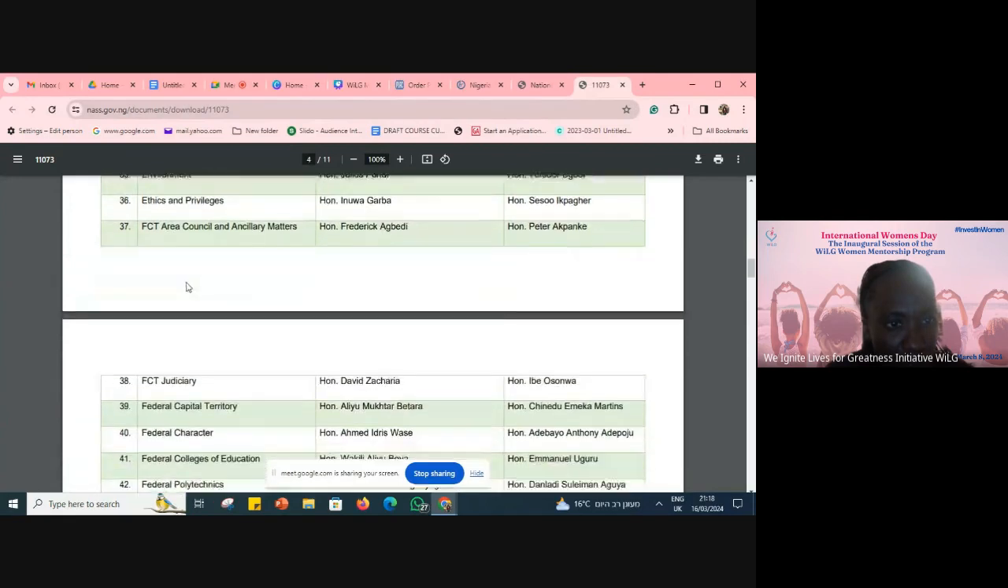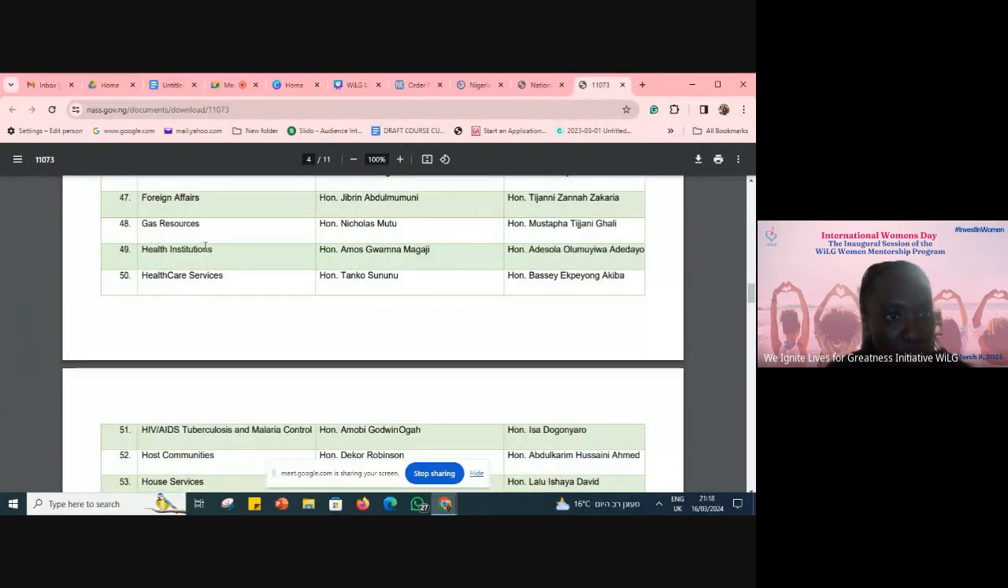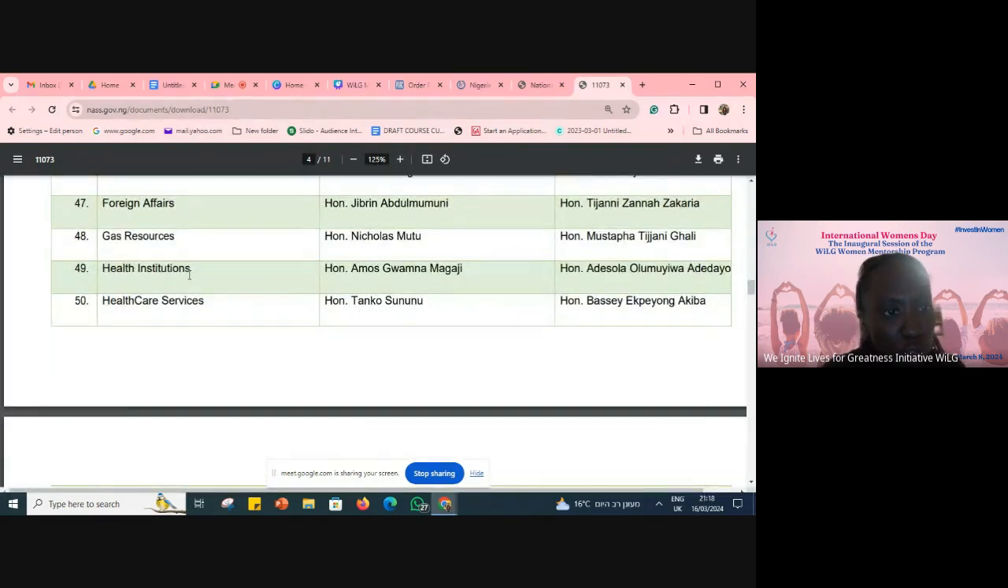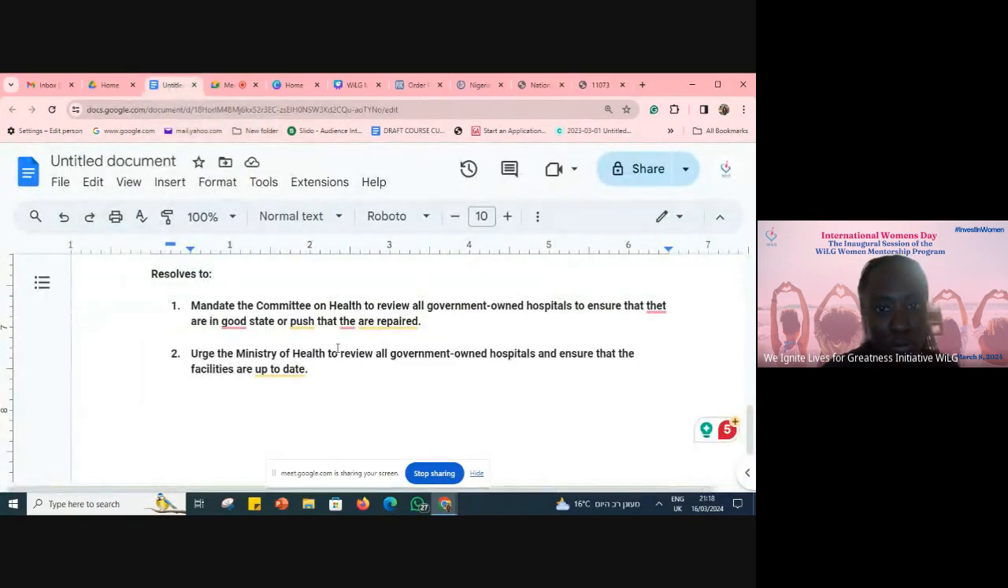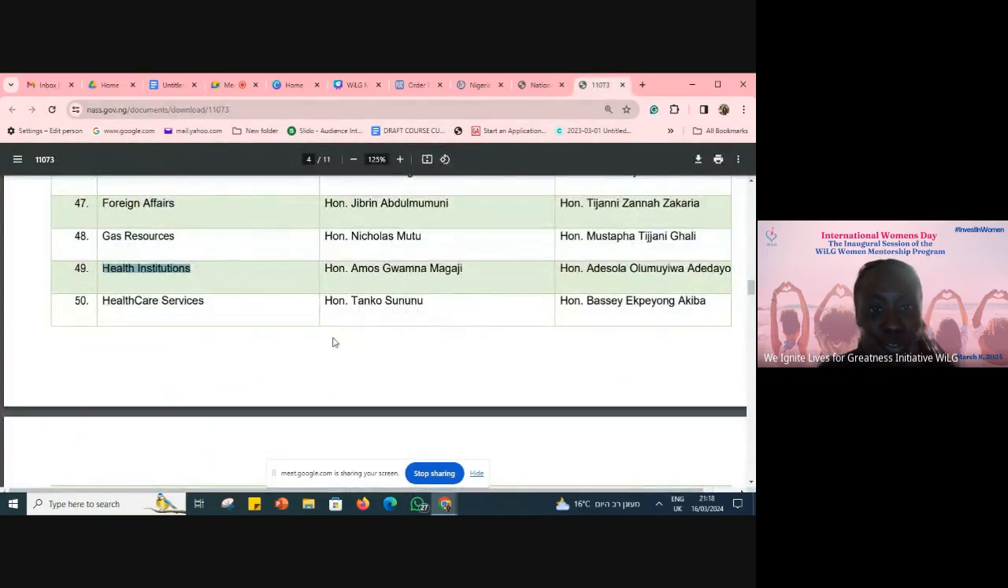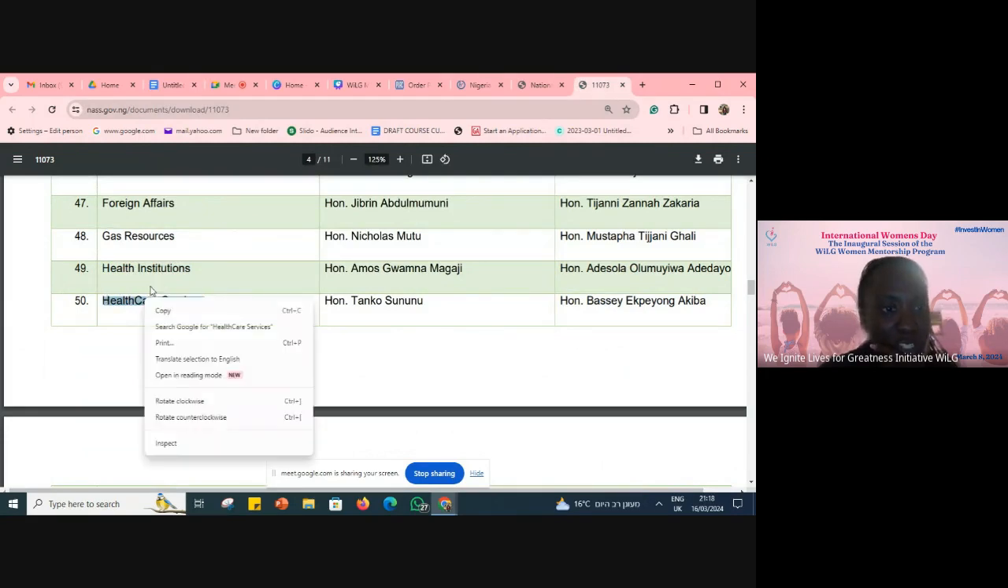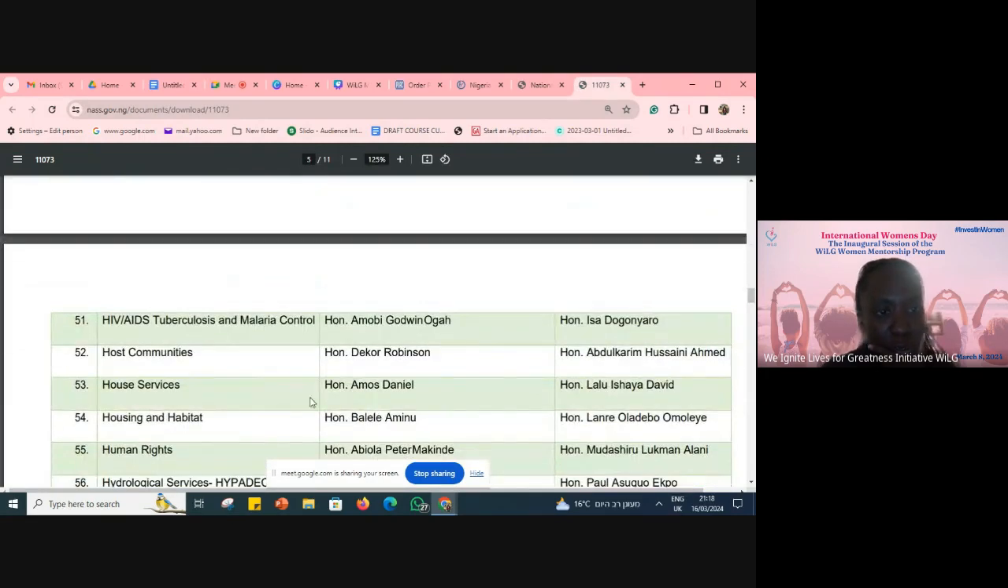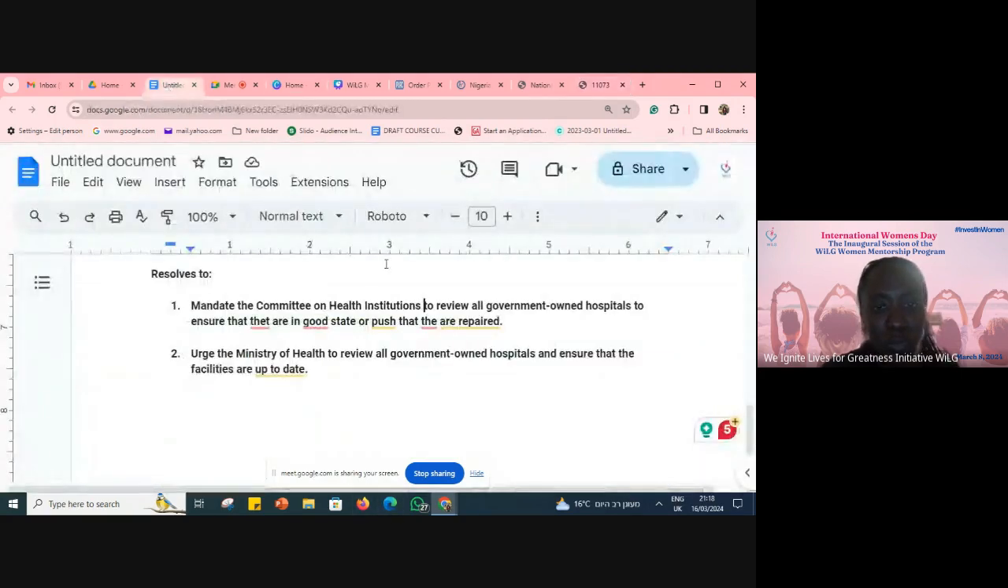So there is one on environment. So it's health institutions. You see, it's also good that we looked. There's a committee on health institutions and healthcare services. It's actually health institutions that would work on the infrastructure. So it's not committee of health, it's committee of health institutions. And we can also say the two should look at it. So health services and health institutions can also look at it as well. If you see that there are two committees, you can include both of them.